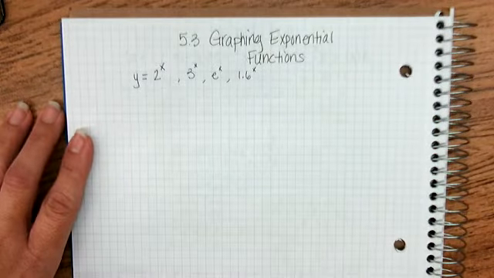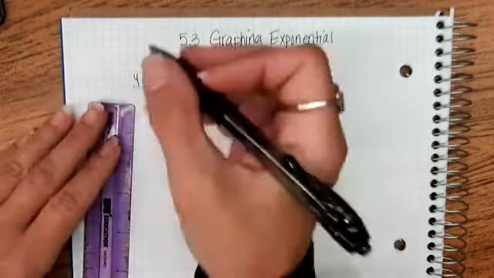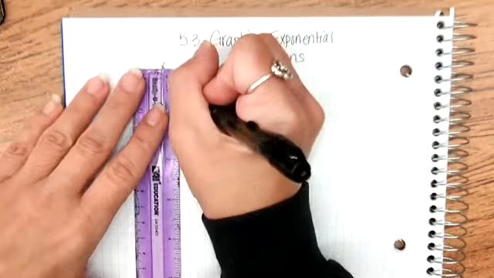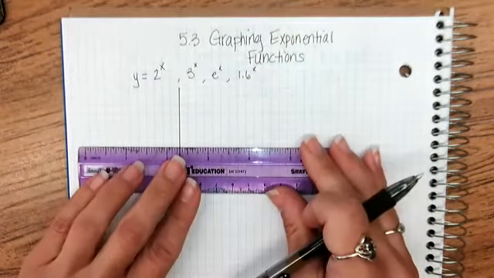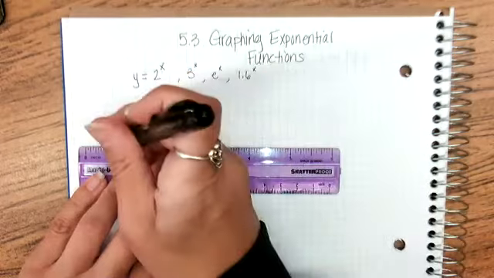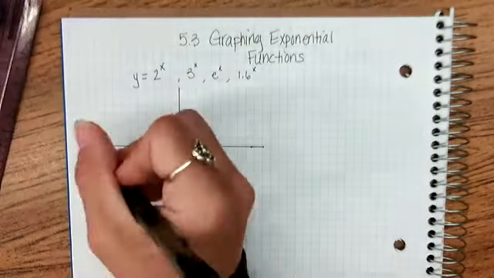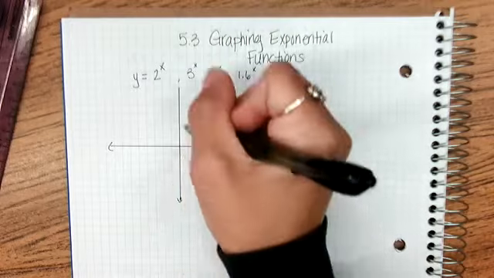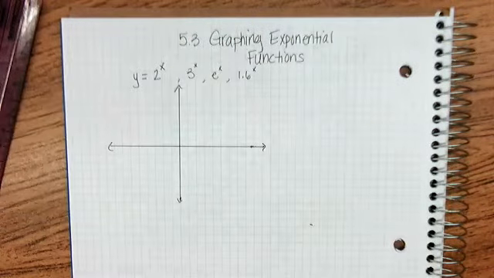All of these have the same generic shape. The only thing that's different are the values of y, obviously. But they all have the same y-intercept. They all have the same domain and range. They all have the same shifts. So let's just take a look at 2 to the x.